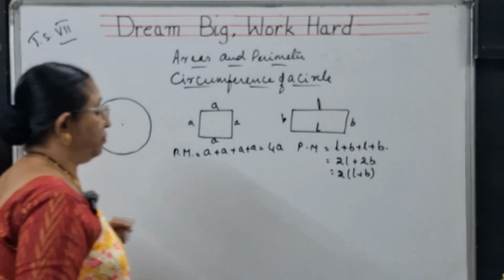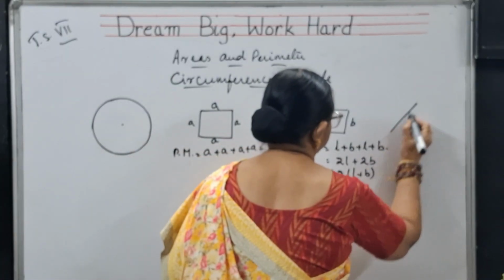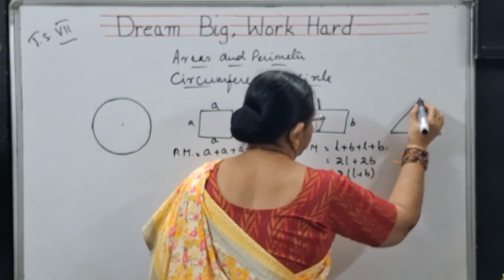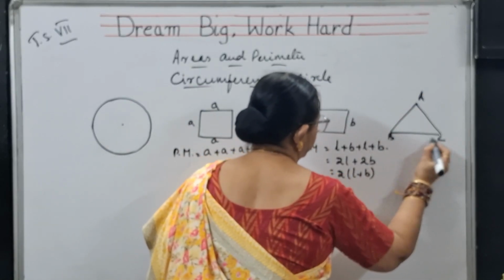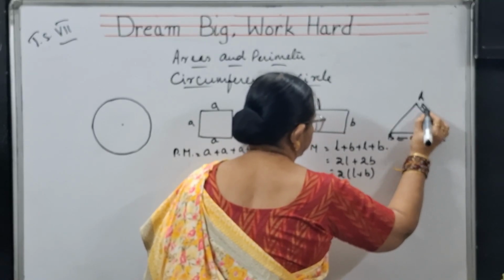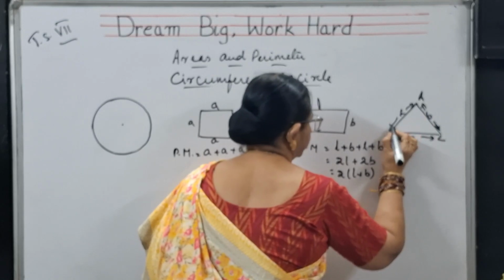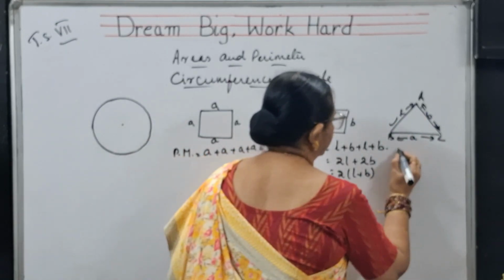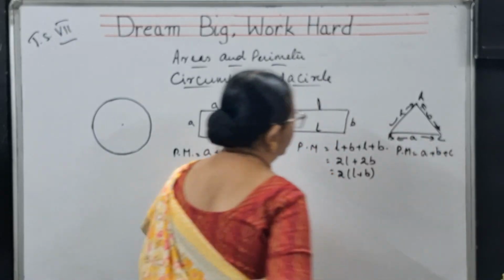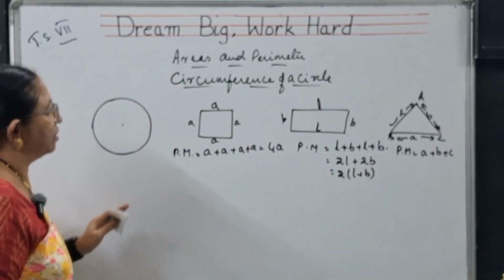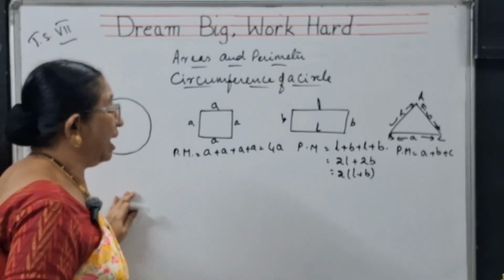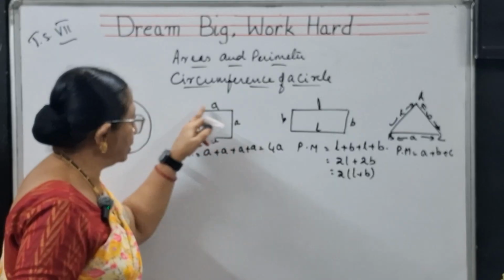Even for a triangle, let me call it A, B, C. So the opposite sides are small a, small b and small c. You know that sides are measured with small letters. So its perimeter is nothing but a plus b plus c. So what are you understanding with all these things? That the perimeter of any polygon is identified by adding all the sides.